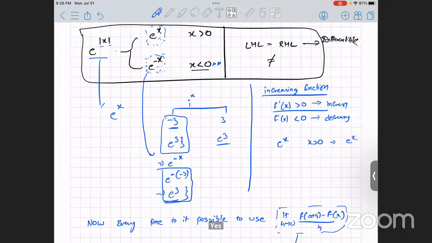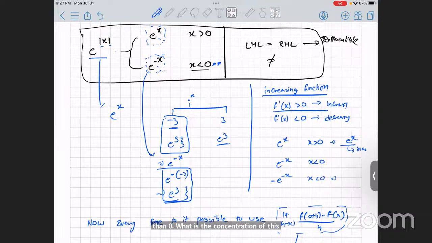E power x only. It is an increasing function. Look, e power minus x, listen carefully. If x is less than 0, what is the differentiation of this? Minus into e power minus x. Agree? Here x is less than 0, so it is a negative value. Decreasing. Clear till now? Yes, sir.